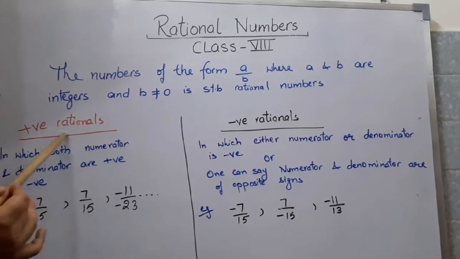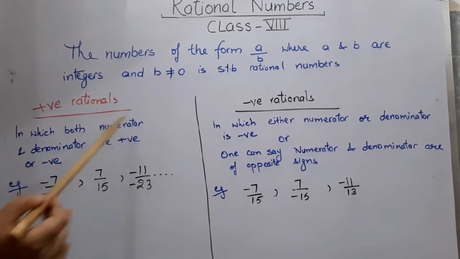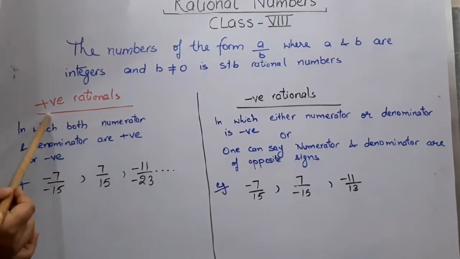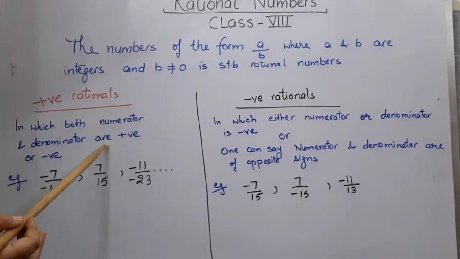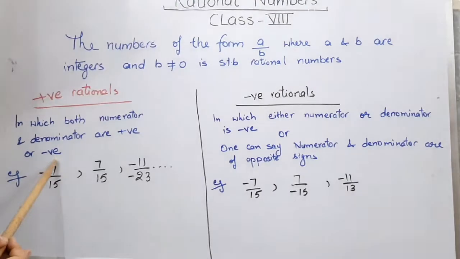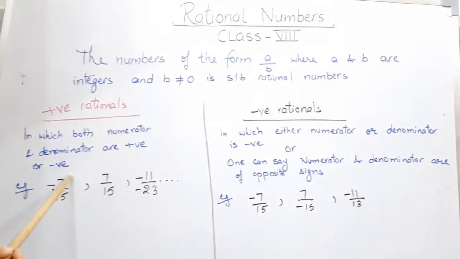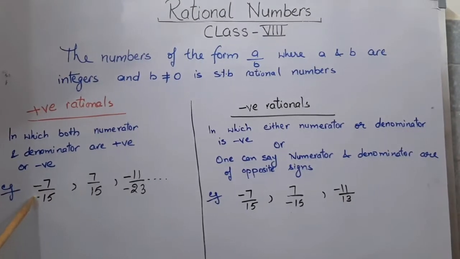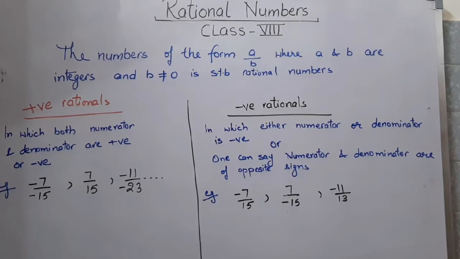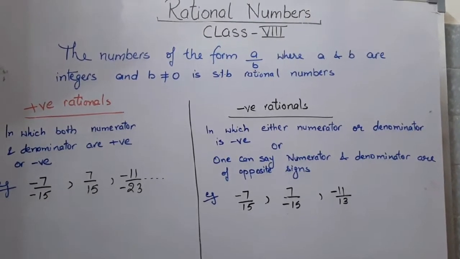There are two types of rational numbers, positive and negative. Positive rational numbers are those in which both numerator and denominator are positive or negative. Let's say minus 7 by minus 15. In this, both numerator and denominator have a negative sign, so it will become positive.